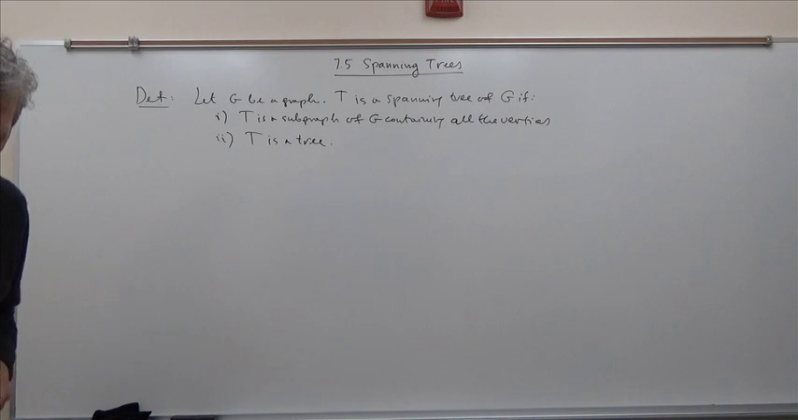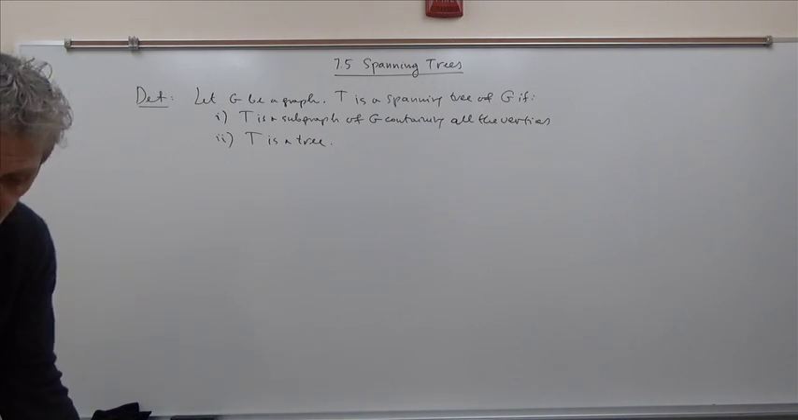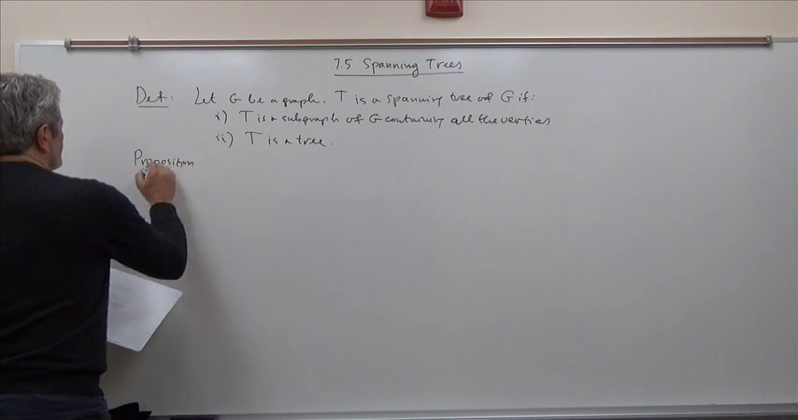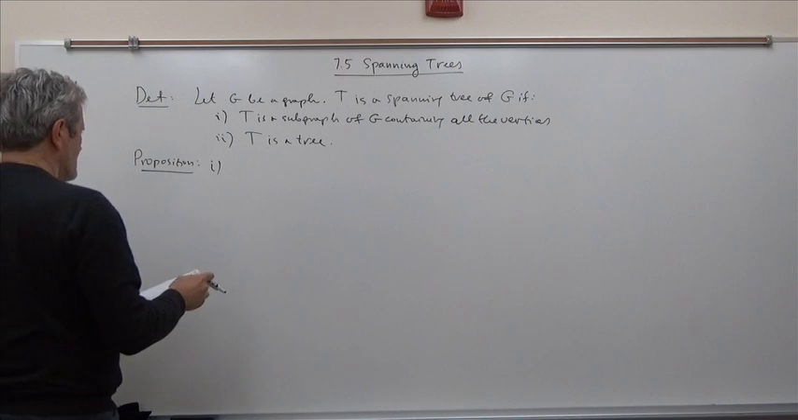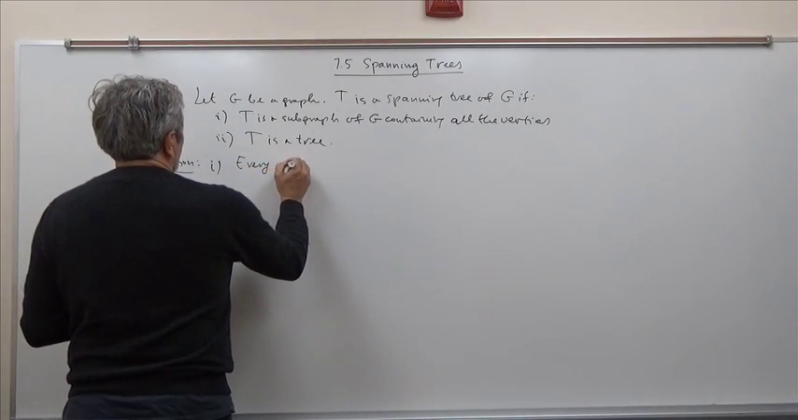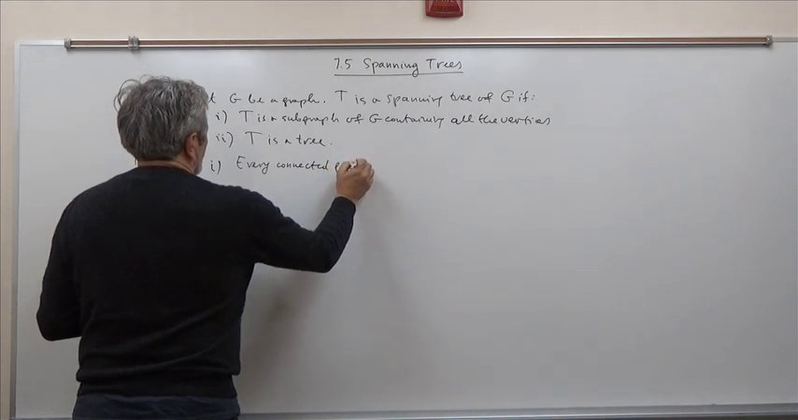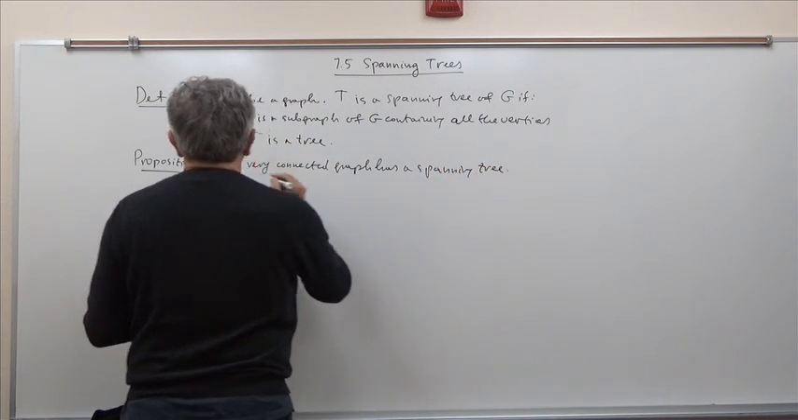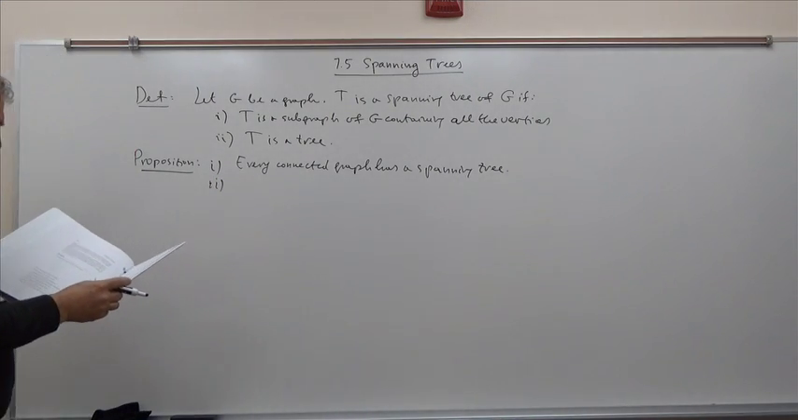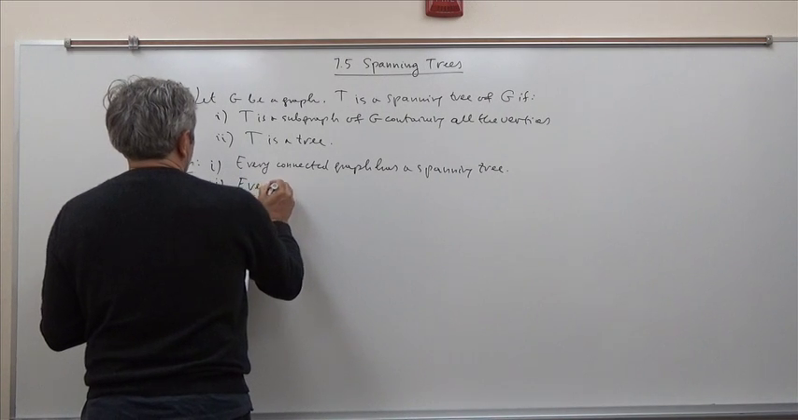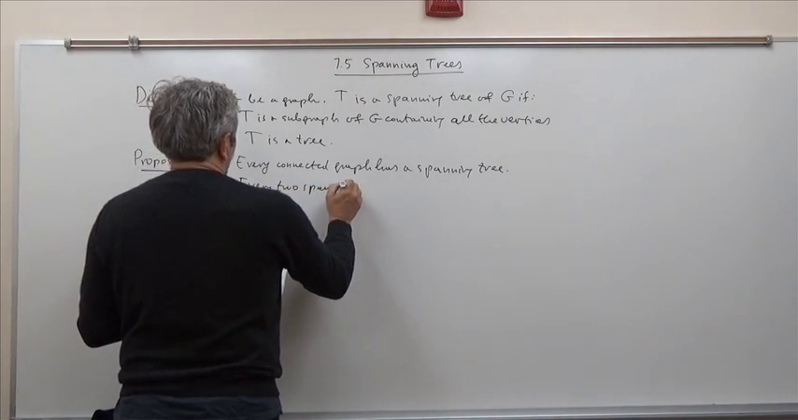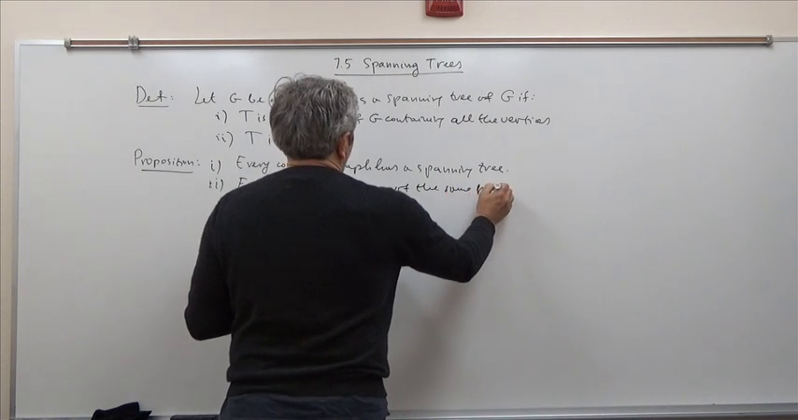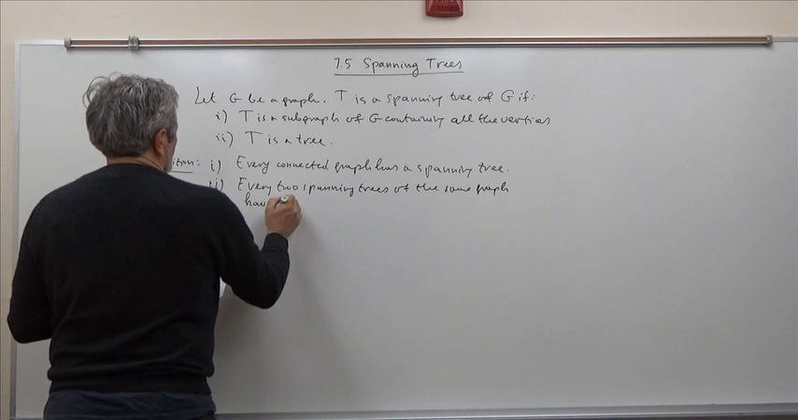So this is the definition, and then an easy theorem, Proposition 7.5.1. The first one says every connected graph has a spanning tree. And number 2, every two spanning trees of the same graph have the same number of edges.